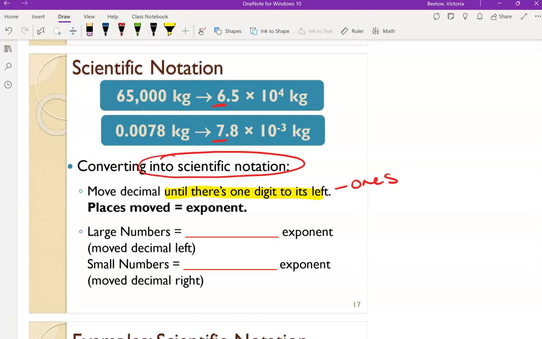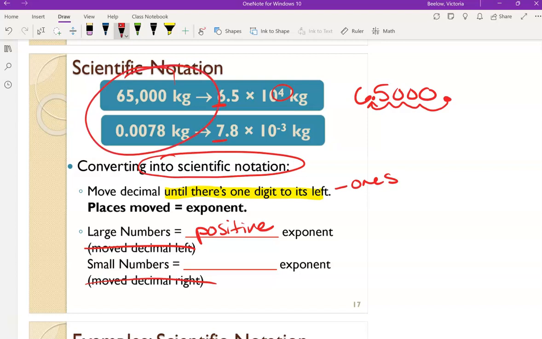For large numbers, you are going to have a positive exponent, moving the decimal to the left. So for 65,000, here's where the decimal normally is. To get it into scientific notation, I would move it to the left 1, 2, 3, 4 times. That's why this number is a positive 4. Now don't get hung up on memorizing left or right, because we're going to be going back and forth between standard notation and scientific notation, and we're also going to be going in the opposite direction later.